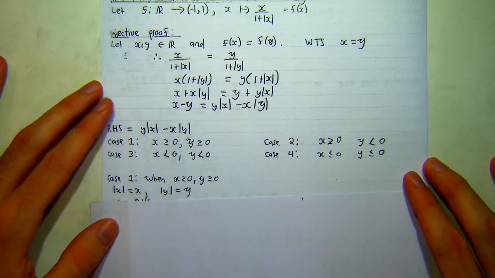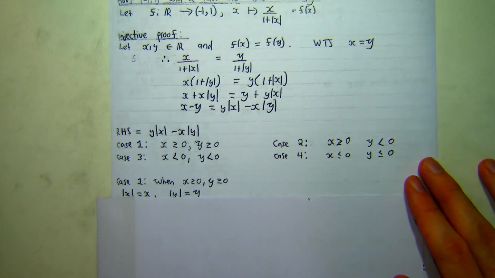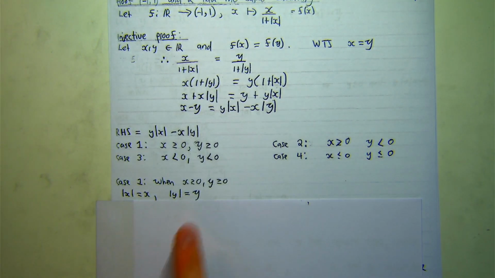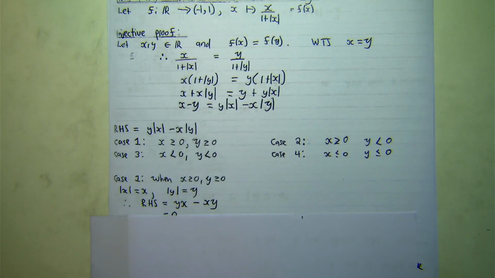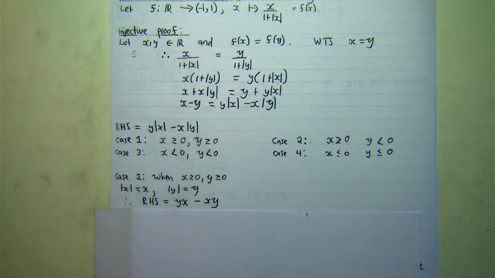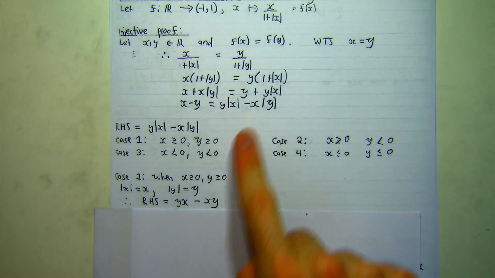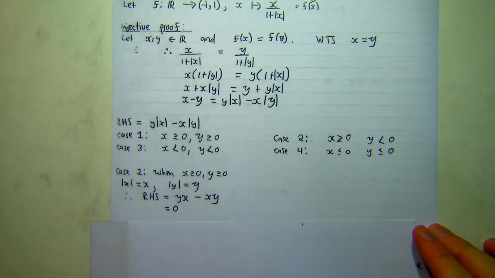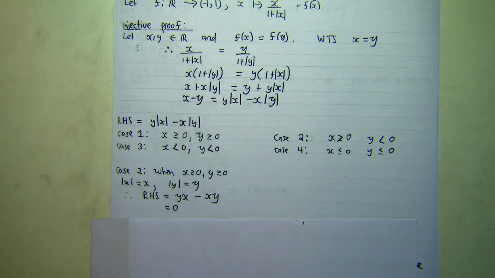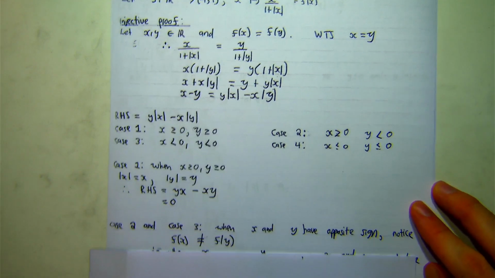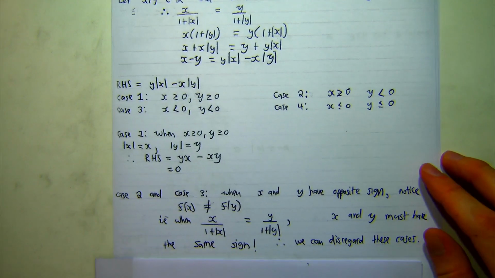So the first case, if we know that both x and y are positive, then the consequence of the absolute value is nothing. The absolute value of x is x. Absolute value of y is y. And then in this expression, we just get rid of the absolute values from here to here. And that gives you 0, which is the last step of this before getting it to x equal y. Easy.